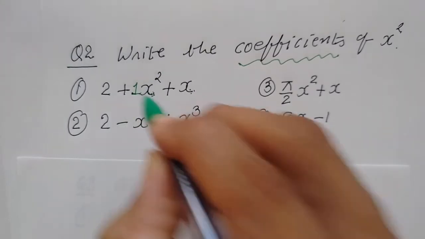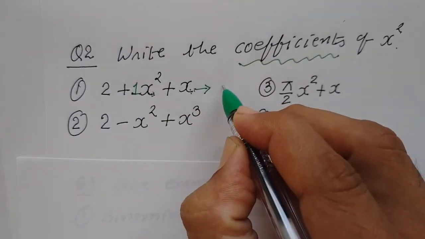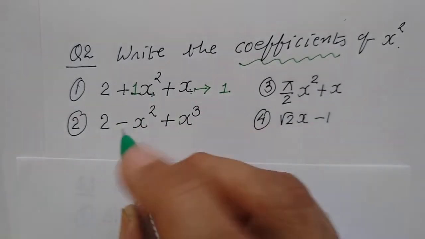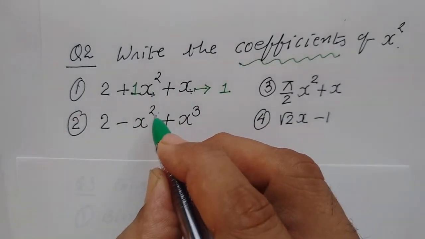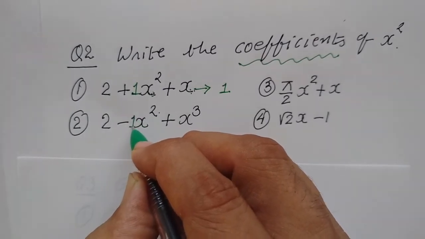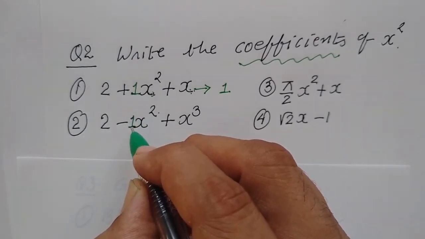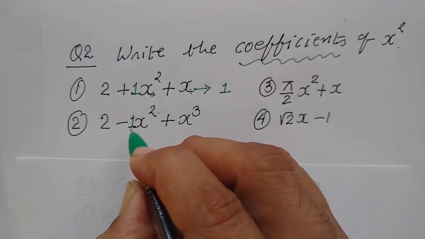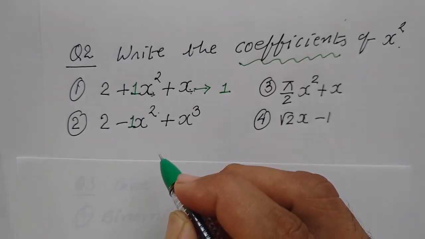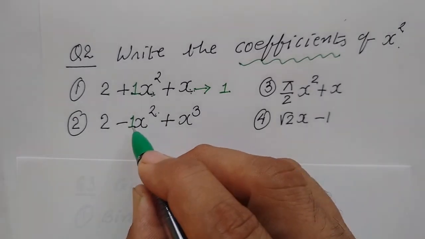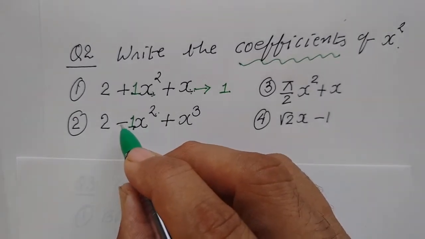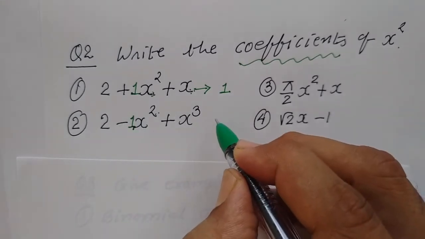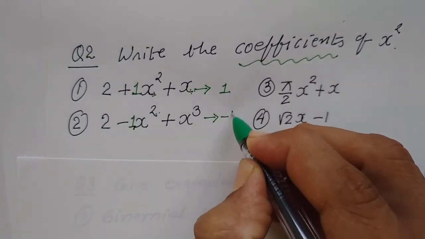Children, 1 is there, so answer is 1. Okay, before x square is 1. Now children, here before x square is also 1. Children, this 1 in practice we don't write. But here before x square 1, but this 1 is having negative sign, so answer is minus 1, children. Okay.